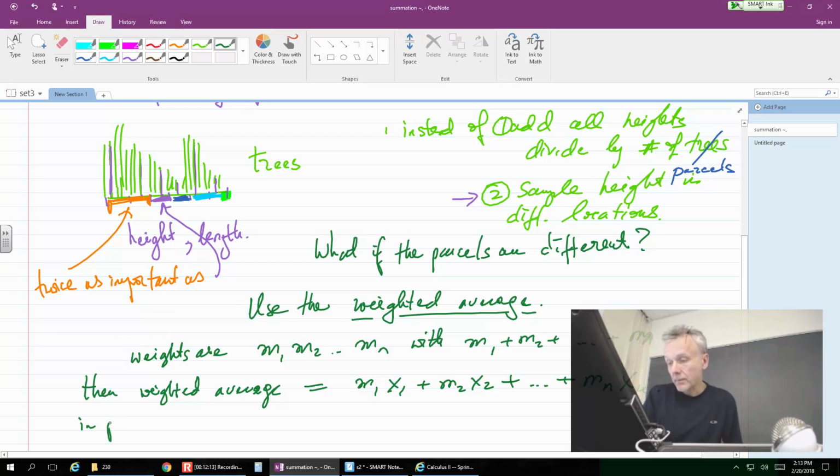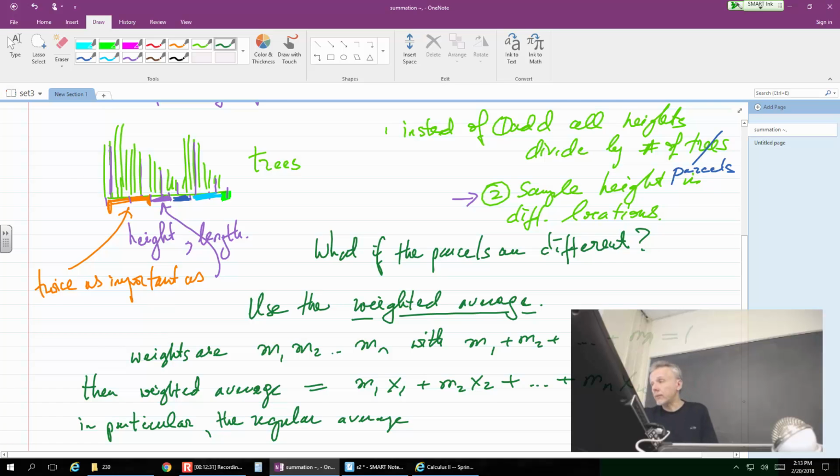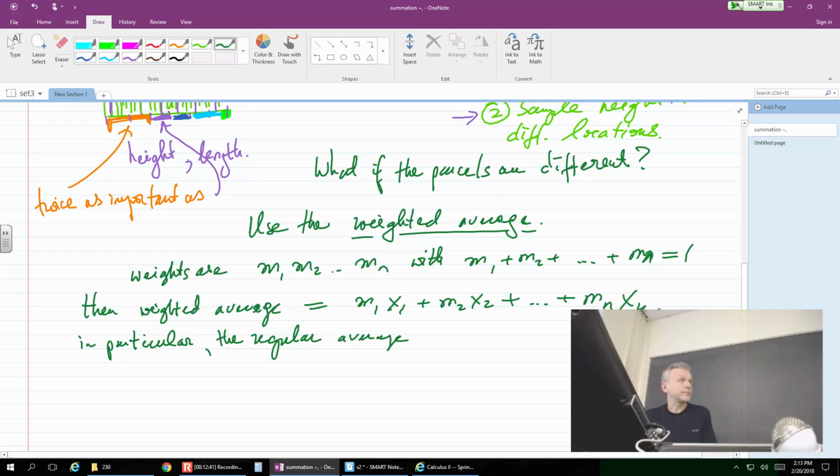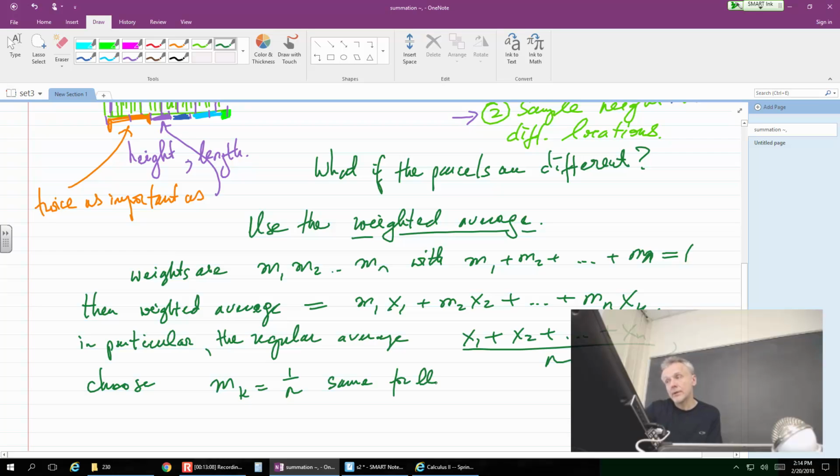In particular, how do we get the regular average, the one that we started with, from the weighted average? Look at the formula at the top, x1 plus ... plus xn divided by n. What are the weights? 1 divided by n. So m sub k is equal to 1 over n, the same for all. That is the case when all the parcels are equal, or all the assignments are of equal importance. You just divide by n. But in general, you do a weighted average.